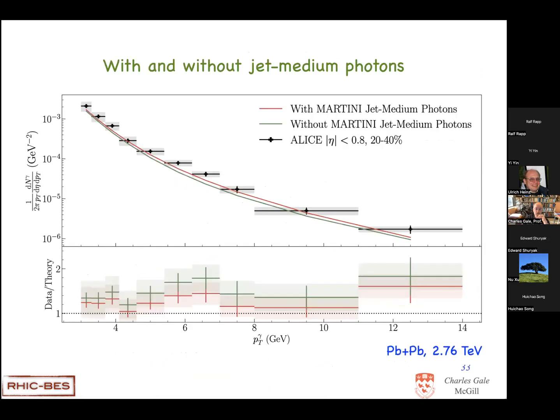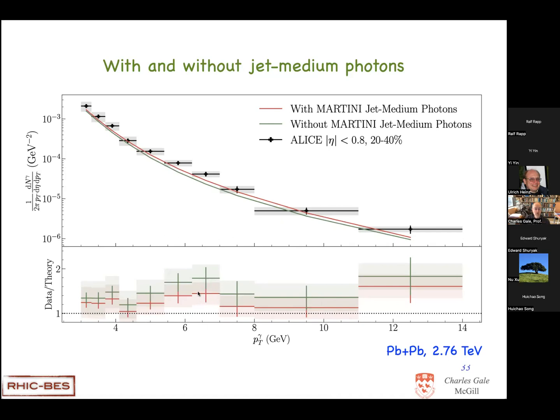How not small are they? Well, you can see it here. So with and without is red and dark green, I guess. Yeah, dark green, shown here on the log scale. And here's the data over theory plot, with and without. So with is certainly different from without.